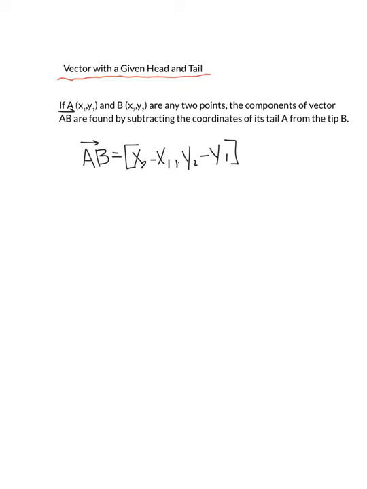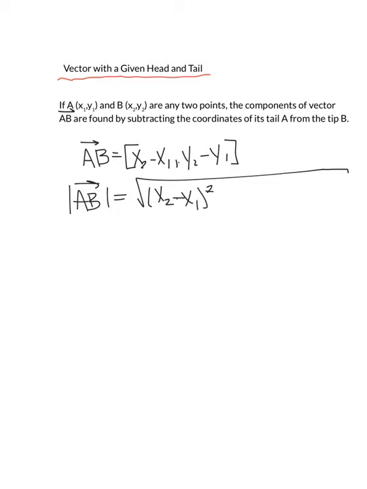Now it only makes sense that if we were attempting to find the magnitude of AB, we would use our length or distance formula, which is just a variation of the Pythagorean theorem. So we would have x2 minus x1 squared, so that's my x component squared, plus my y component squared, so y2 minus y1 squared.